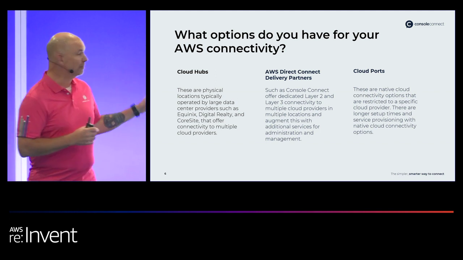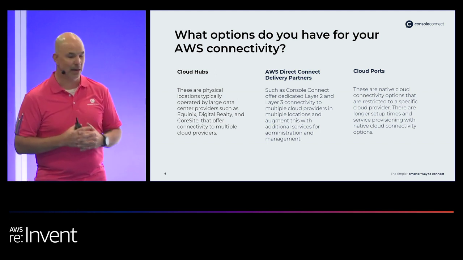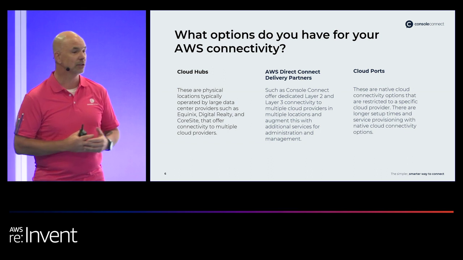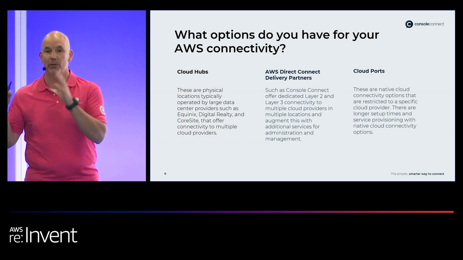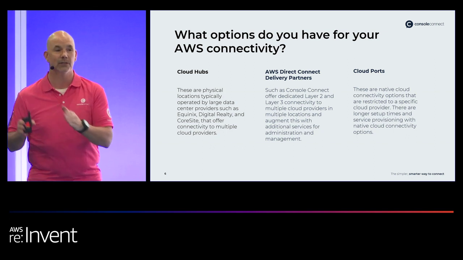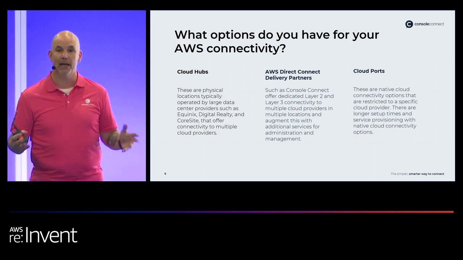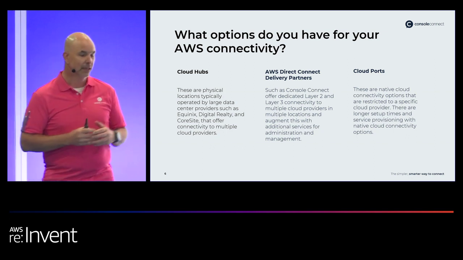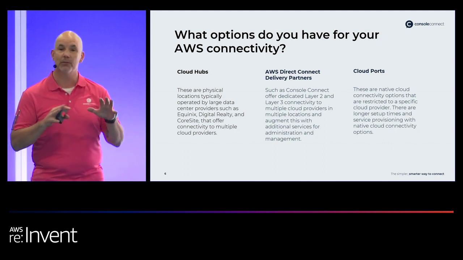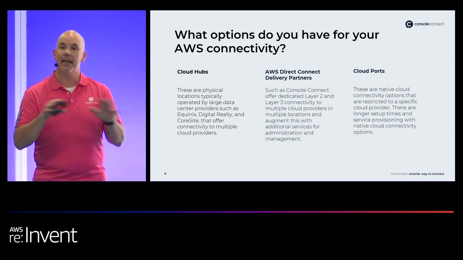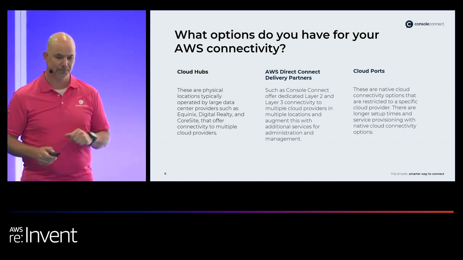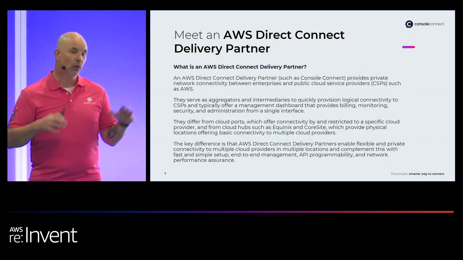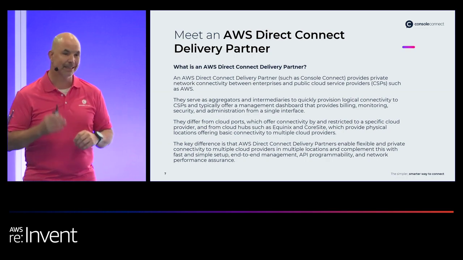So this option here in the middle is what Console Connect actually enables in an automated fashion. We've got both layer 2 and layer 3 connectivity, and not just to a single cloud service or a single cloud service region, but to multiple clouds or multiple cloud regions. So it offers you a lot of options to really design and deploy your network exactly how it's used in your enterprise. So what is an AWS Direct Connect delivery partner?